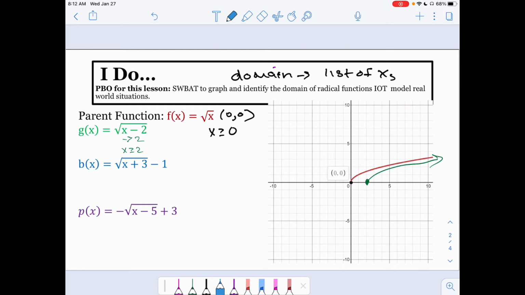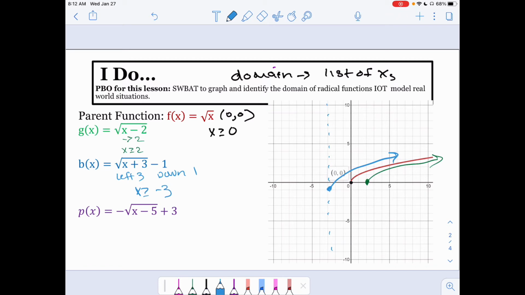b of x is exactly like the parent function, except it's shifted left 3, down 1. Start at the parent function, I'm going left 3, down 1. It has a domain of all of the x's greater than or equal to negative 3.